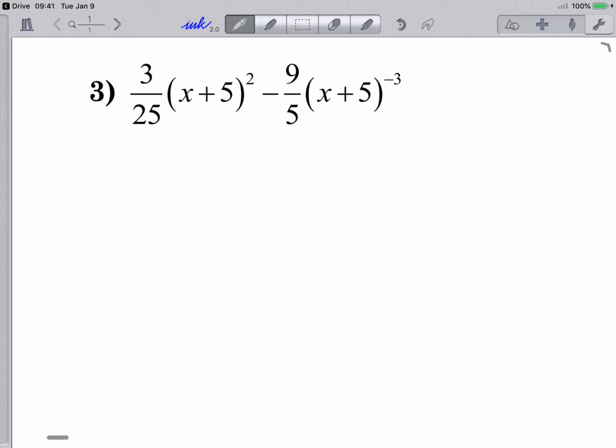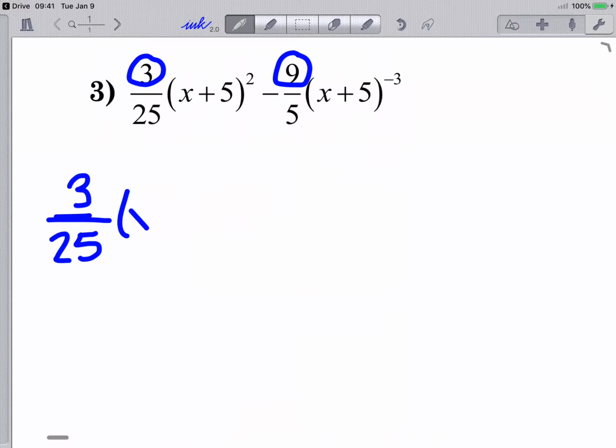Now in the next problem, I'm going to look first at the coefficients. In the numerator, I've got a 3 and a 9. The greatest common factor of those is 3. 3 goes into both 3 and 9. Now in the bottom, I have to determine the least common multiple. That is, what number do 5 and 25 both go into? 25 certainly doesn't go into 5, but 5 does go into 25. So I'm going to factor out 25 on the bottom.